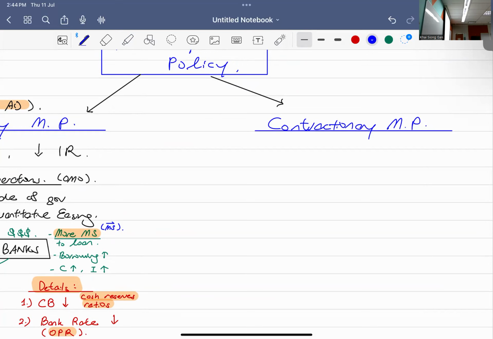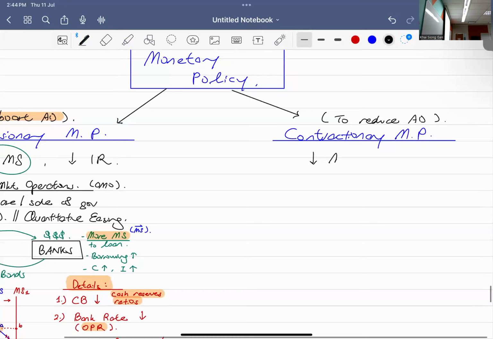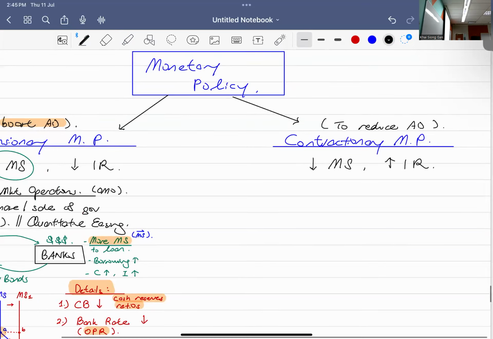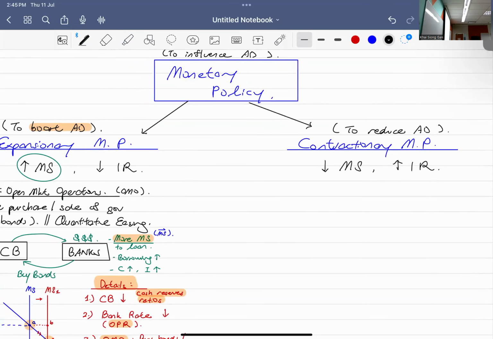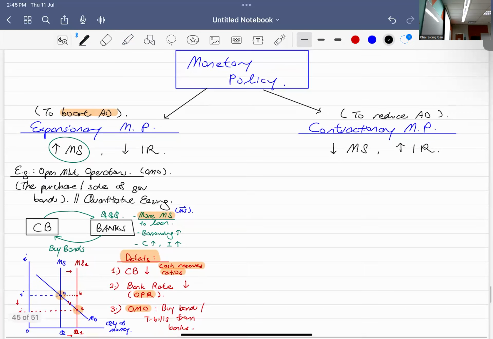Contractionary monetary policy is to slow down the economy. Let's say the economy is overbooming, they want to slow down, so to reduce the aggregate demand. By how? By reducing the money supply or increasing the interest rate. Remember, when you define interest rate, you always refer to the returns of saving and the cost of borrowing. So higher interest rate means higher returns from saving and higher cost of borrowing.